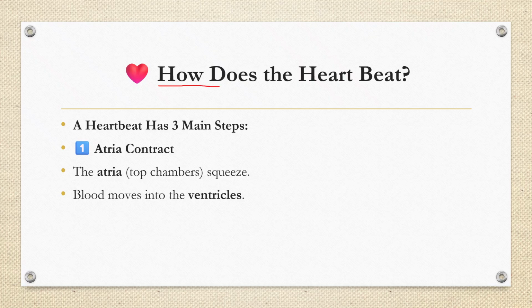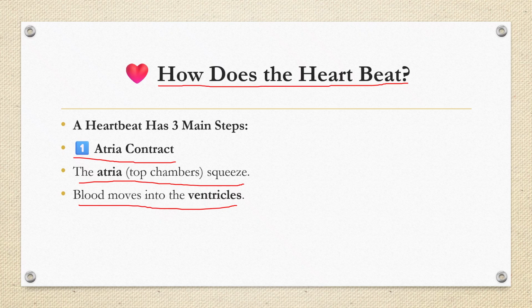Okay, so next is how does the heart beat? A heartbeat has three main steps. The first one is atria contract. What do you mean by atria? We already discussed this. Our heart has four chambers: two atria and two ventricles. The atria, the top chambers, squeeze. Blood moves into the ventricles. So this is our first step.